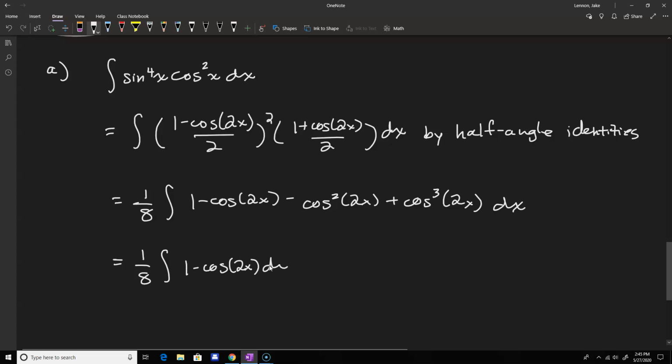That part can already be done with just normal techniques, right? Integral of 1 is just going to be x, and the integral of cosine of 2x is just going to be sine of 2x over 2 from substitution. But what we're really concerned with is what are we going to do about the cosine squared of 2x term, and what about the cosine cubed term?